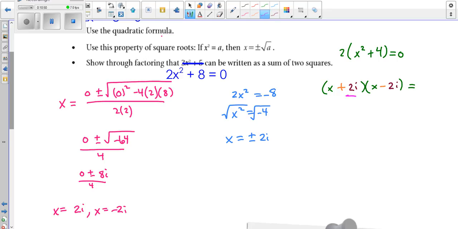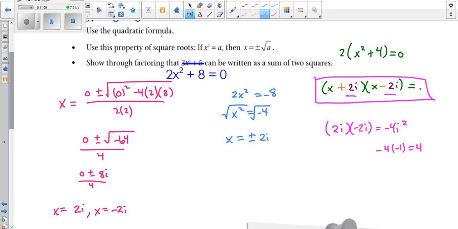Because when I multiply these two now, positive 2i times negative 2i will give me negative 4i squared. And remember, i squared is negative 1. So negative 4 times negative 1 is positive 4, which is what we wanted to get, a positive 4. So this would be what it is factored.